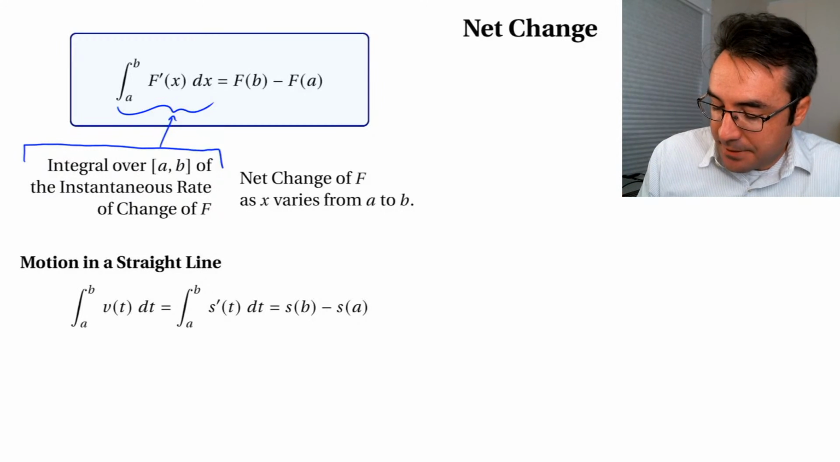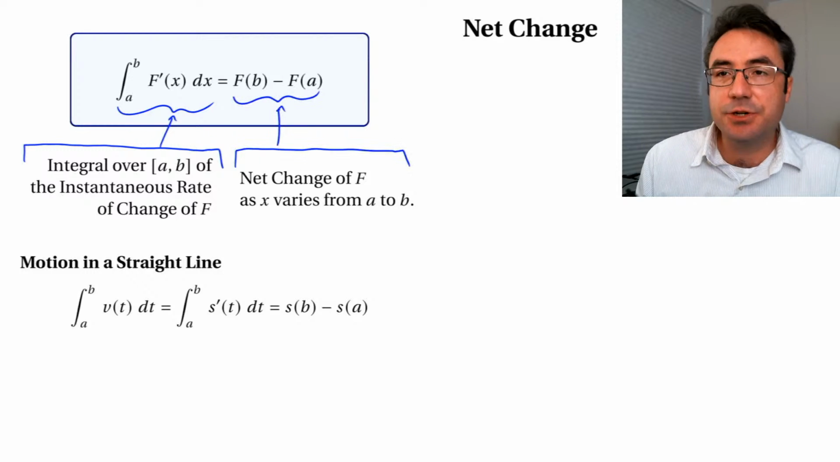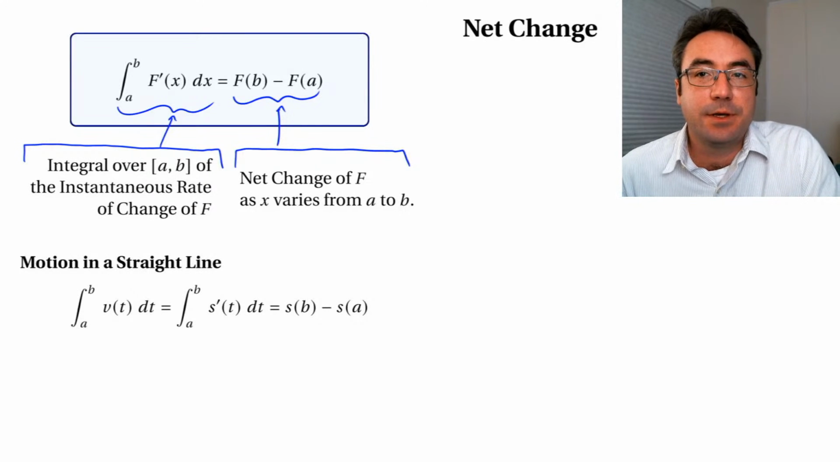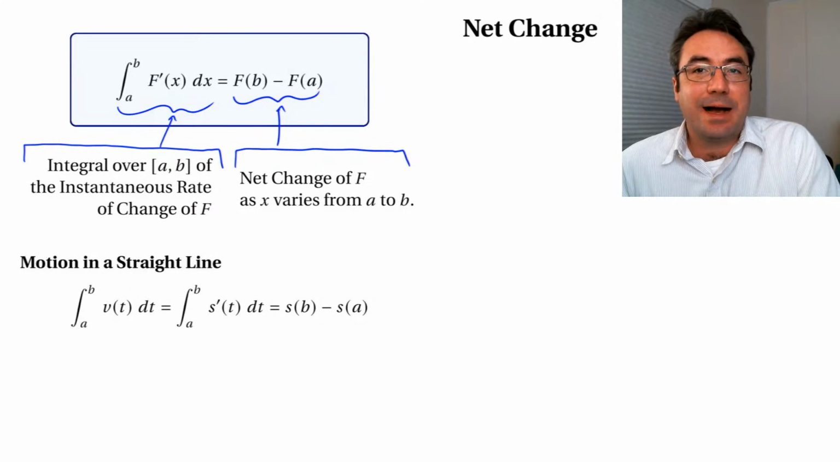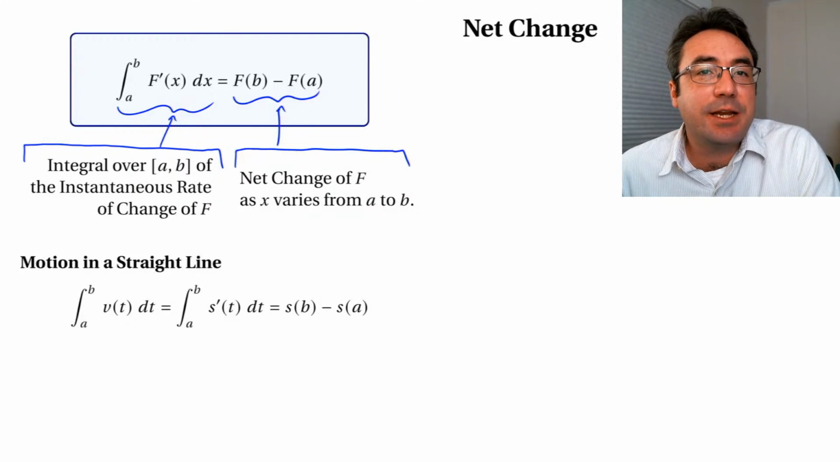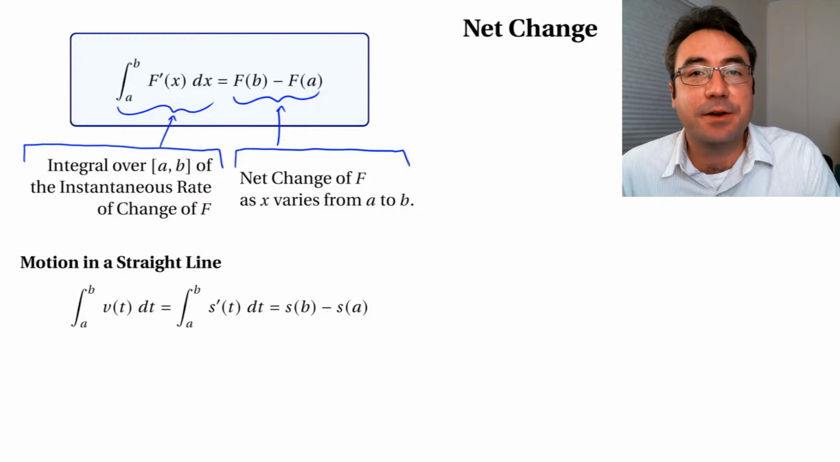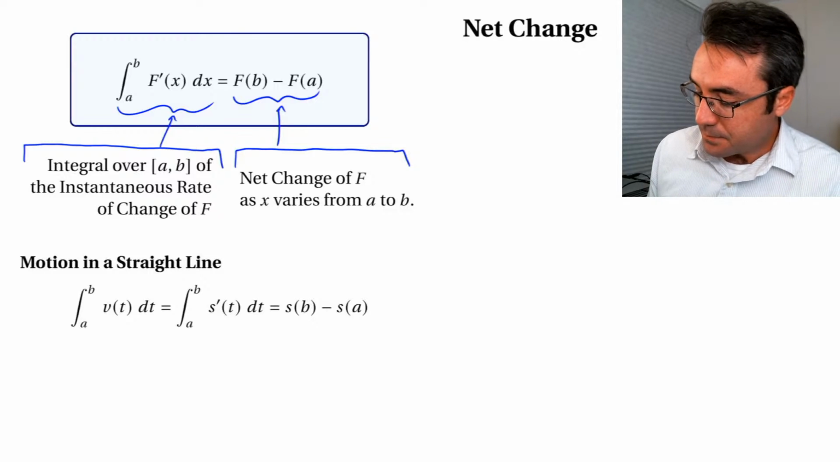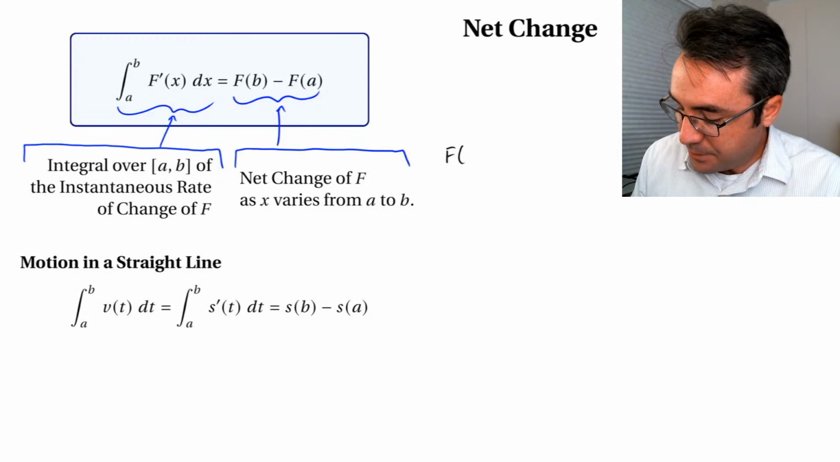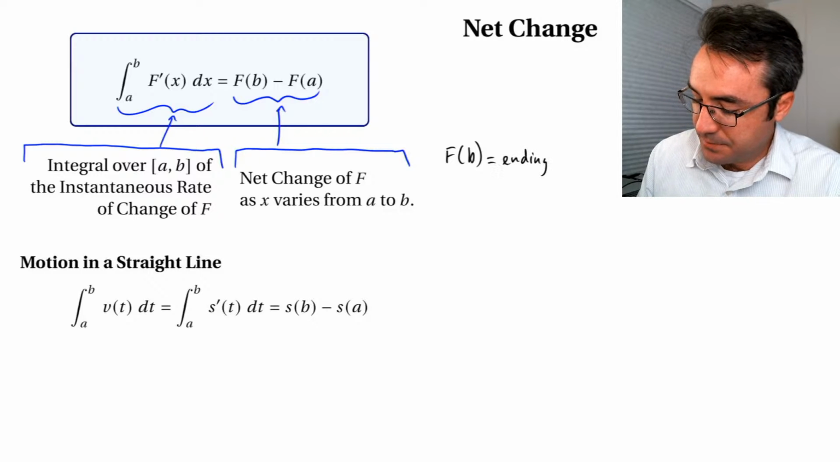And what we get out then is the net change of our original function. So on the right side, f of b minus f of a is the net change of the original function f as x varies from a to b. f of b, we can think of as the ending value of our function, and f of a is the starting value.